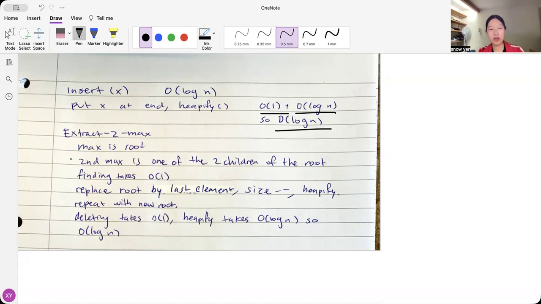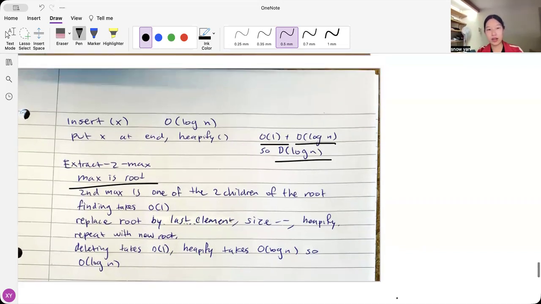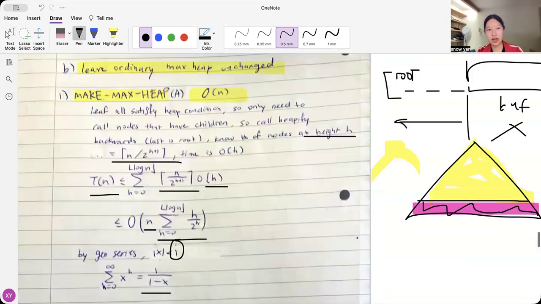For extract max, we know that max is at the root. The second max is one of the two children of the root, so finding them takes O(1). And then we replace the root by the last element, decrease the size, call heapify, and repeat this with the new root. The deleting operation, simply removing it, takes O(1), and the heapify, when we replace it back, takes O of log n because we just go through the height and put it in the right order. So that's log n. Two times that would still be log n in terms of complexity, so that doesn't change.